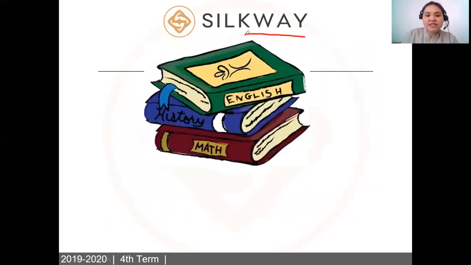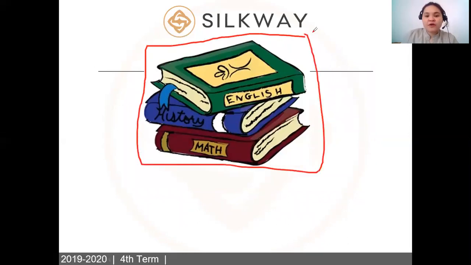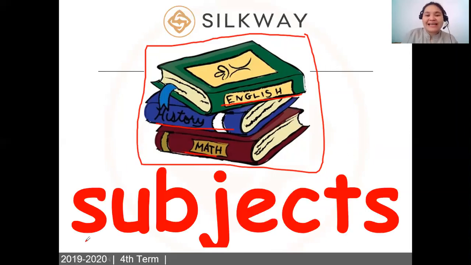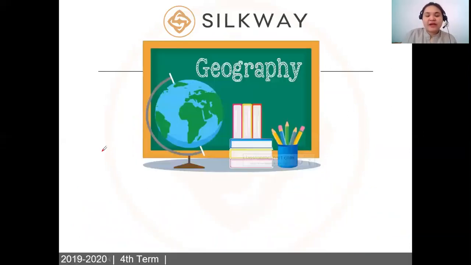What about this? You can see here, next vocabulary, we have a book in English, a book in history, and a book in math. So how do you call these things or these lessons that you learn at school? It begins with letter S. So how do you call it? Yes, subjects. You're correct. Subjects. Right, so let's move on.